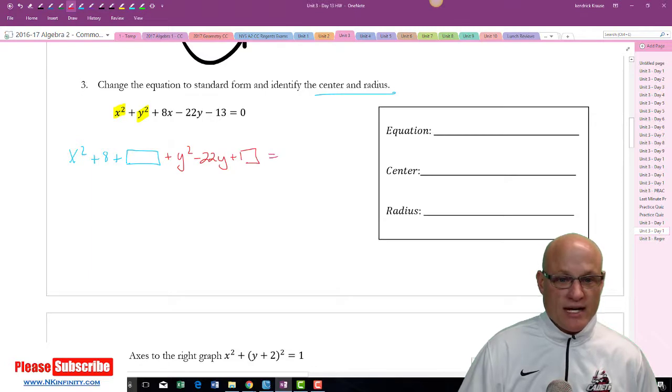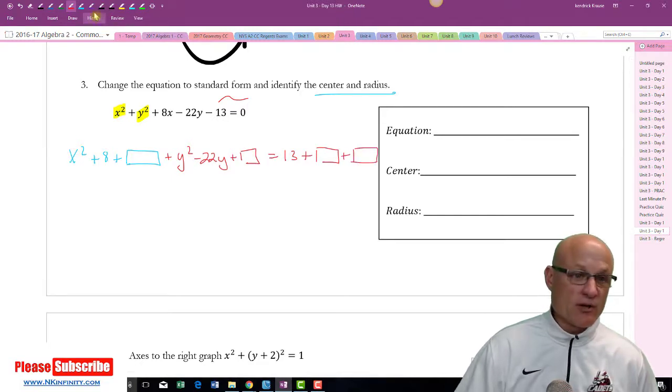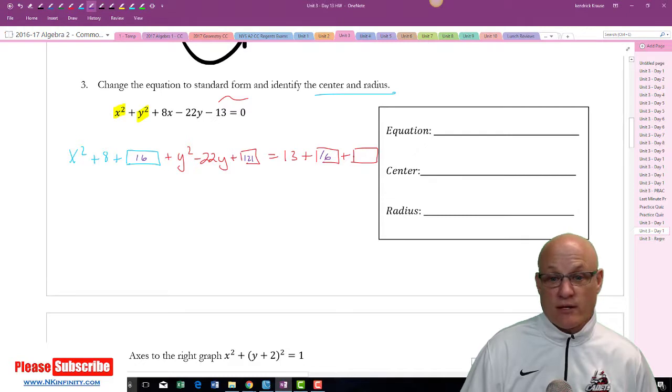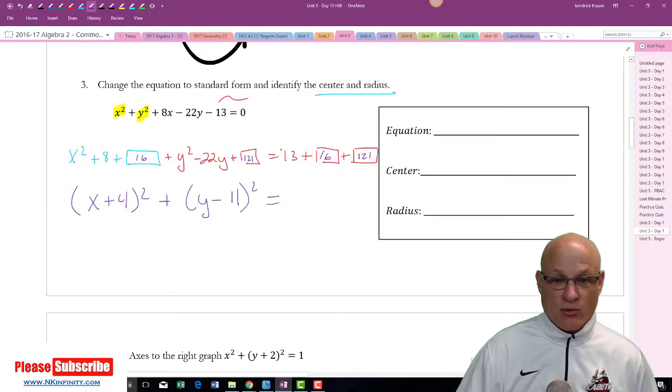We move the constant over, 13, and we add in 2 boxes for the 2 boxes we put on the right. Now in this box goes half the middle squared. 16, 16. Half of 22 is 11. 11 squared is 121. So I get (x plus 4) squared plus (y minus 11) squared equals, well, I don't know what this is. That's 29.